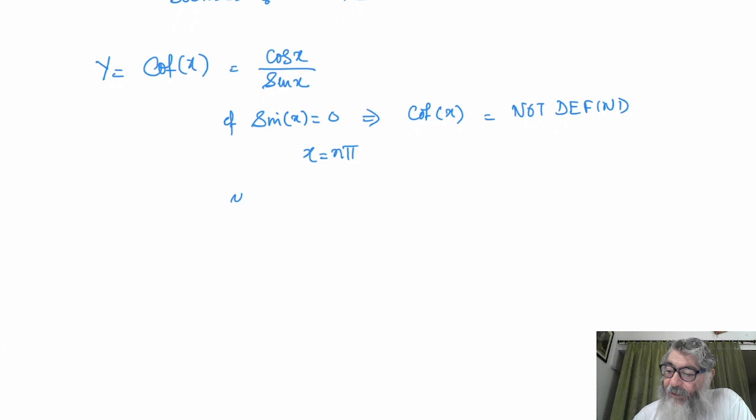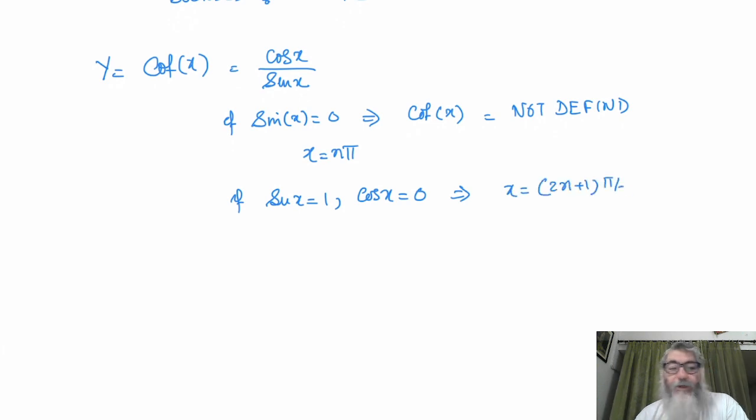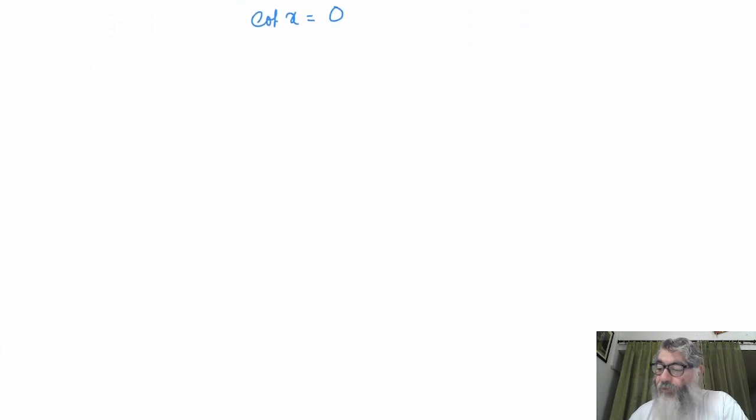And if sin x is 1 and cos x is 0, at what point? At x equal to (2n plus 1) pi by 2. So at odd multiples of pi by 2, the value of cot x will be 0. It will be defined.